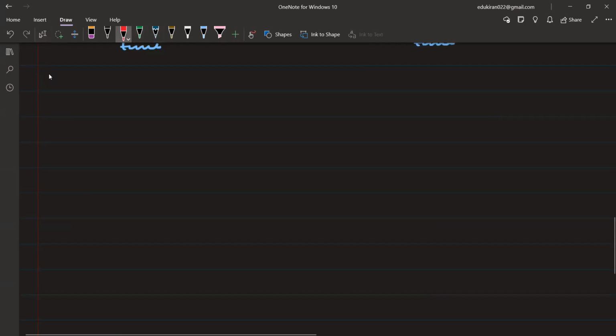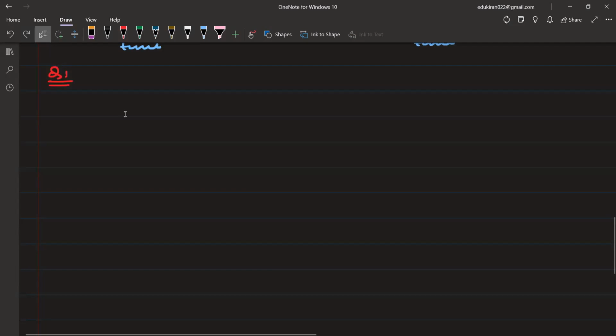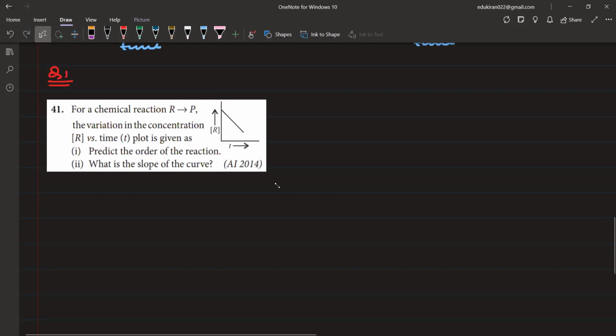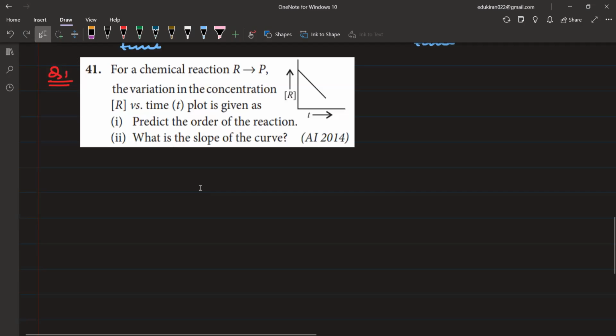Write a question. Write this, and send the answer in chat. What is the order of this reaction?